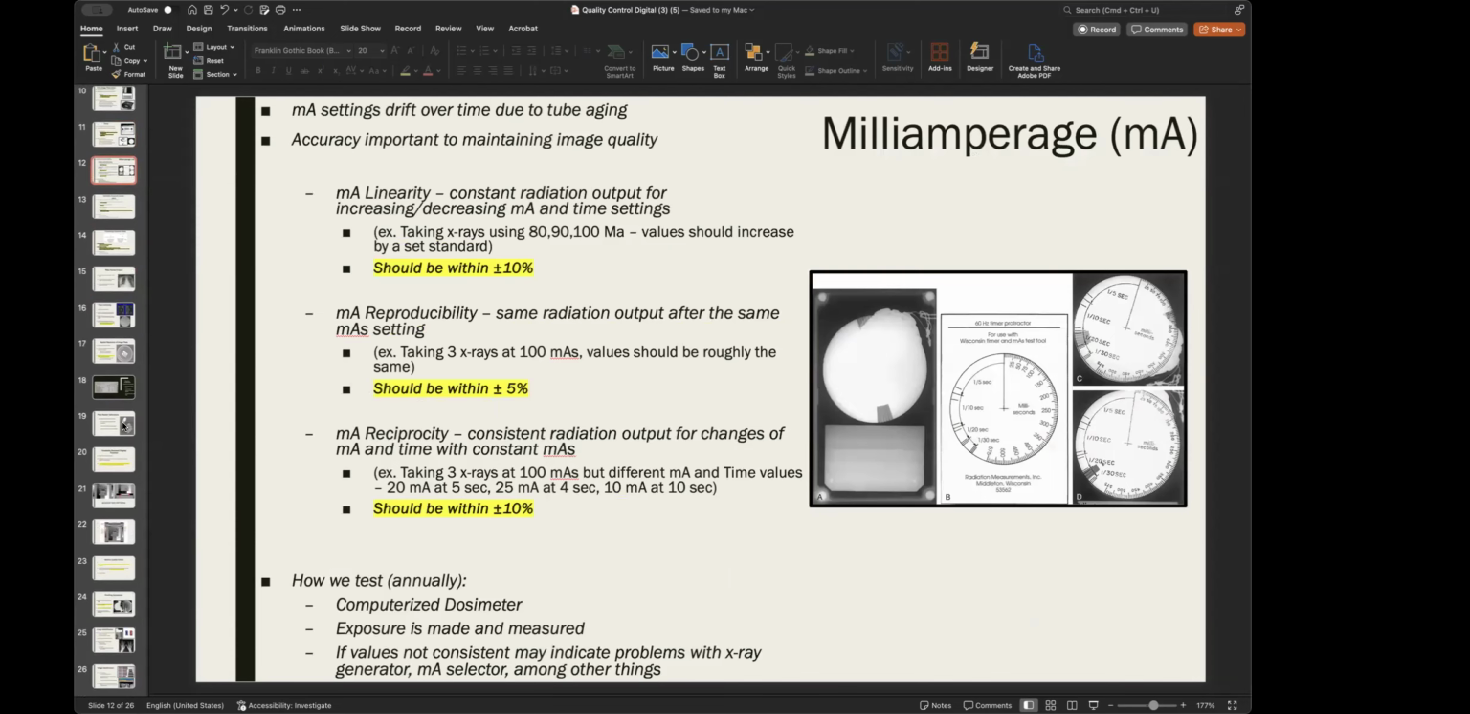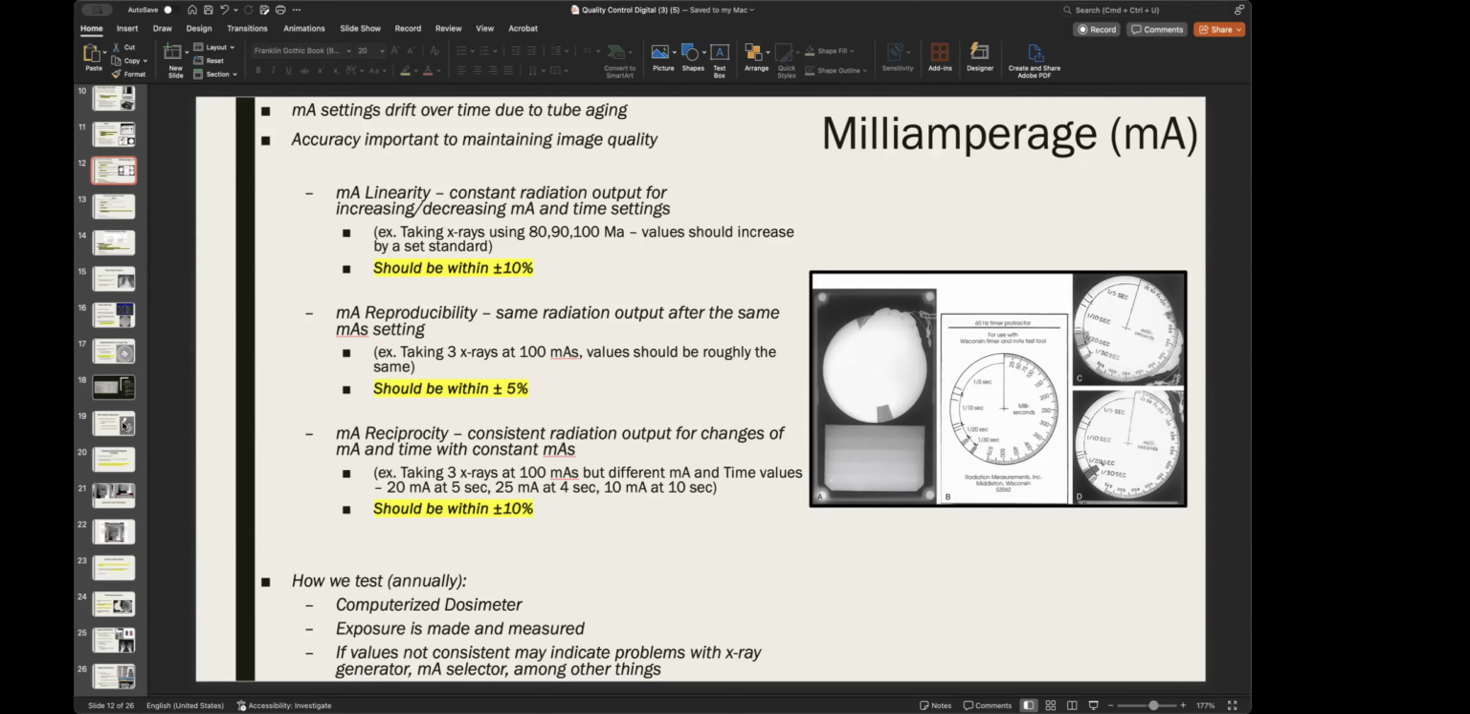With mA, there are 3 tests that are taken: linearity, reproducibility, and reciprocity. Linearity is saying we're going to take an X-ray at 80, 90, 100 mA. The value should increase by a set standard. It shouldn't be fluctuating all over the place. Those values should be within plus or minus 10% of what we expect.